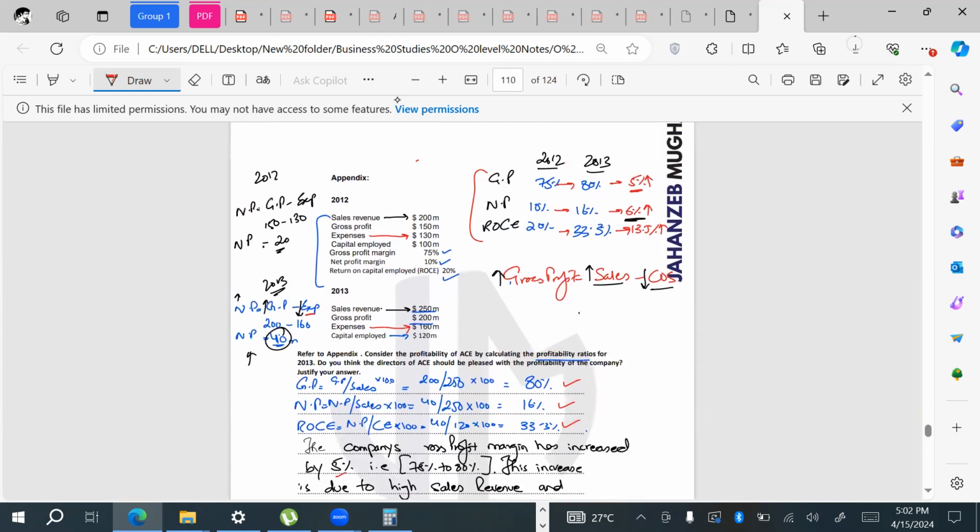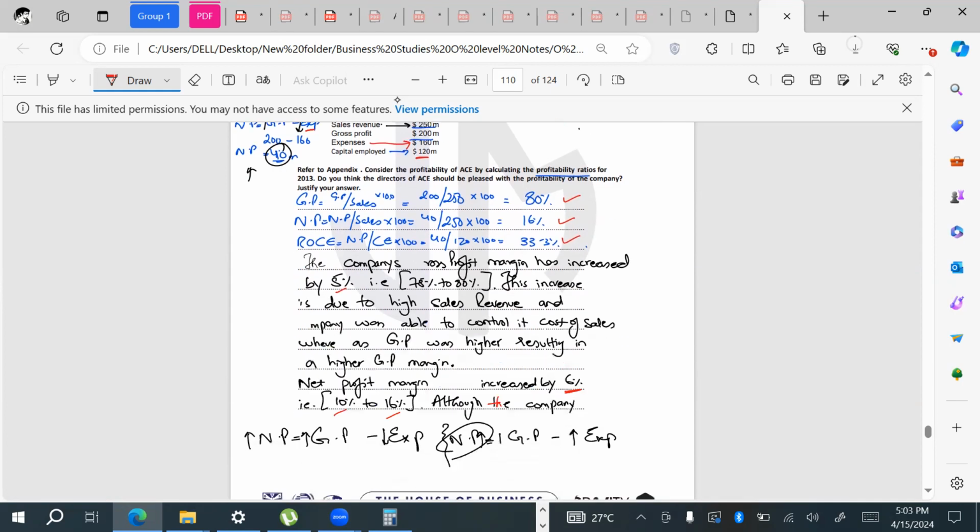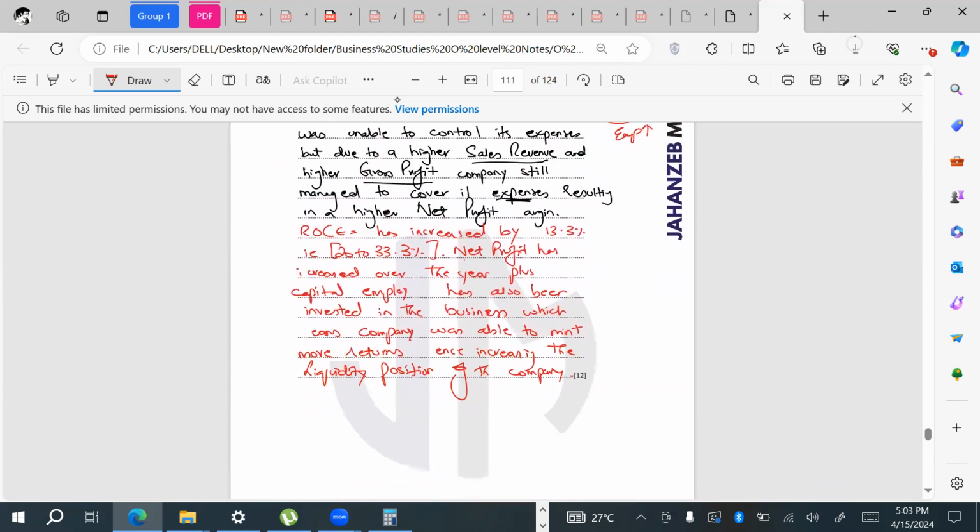So in 2012, you invested 100 million, and in 2013, you invested 120 million. That means you have invested 20 million more than the last year. Obviously, you might have invested in some new projects or an expansion, which has led to a higher net profit, higher returns. So now what I have written is that return on capital employed has increased by 13.3%, that is 20 to 33.3%. ये आपने बात लिखनी है.